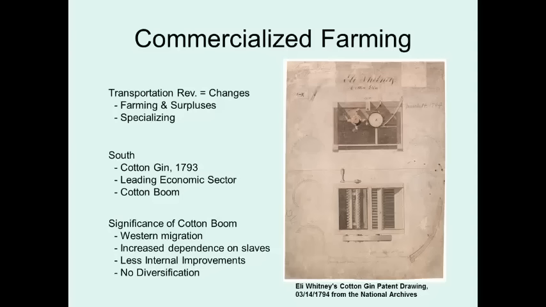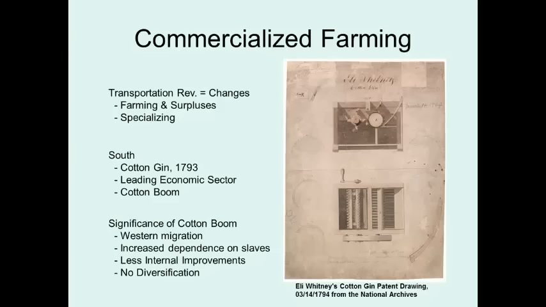So the cotton boom is significant for a number of reasons. The first reason the cotton boom is significant is because we are going to see the South demanding westward migration.